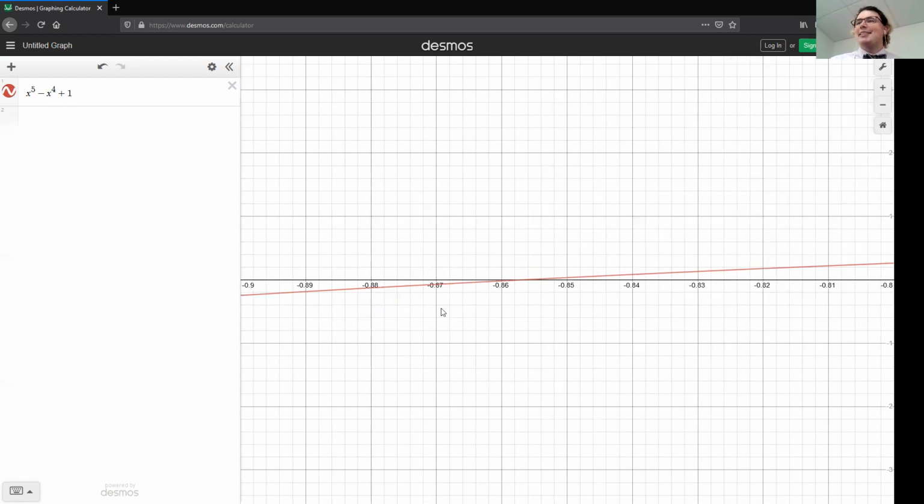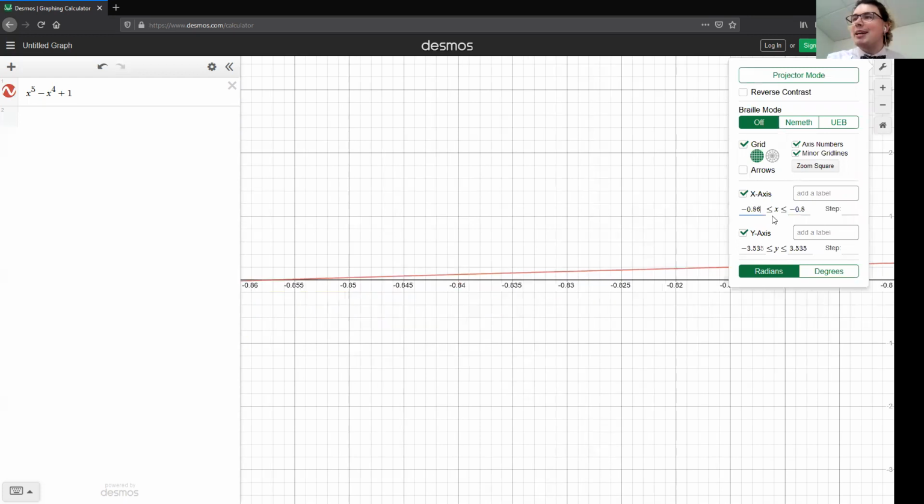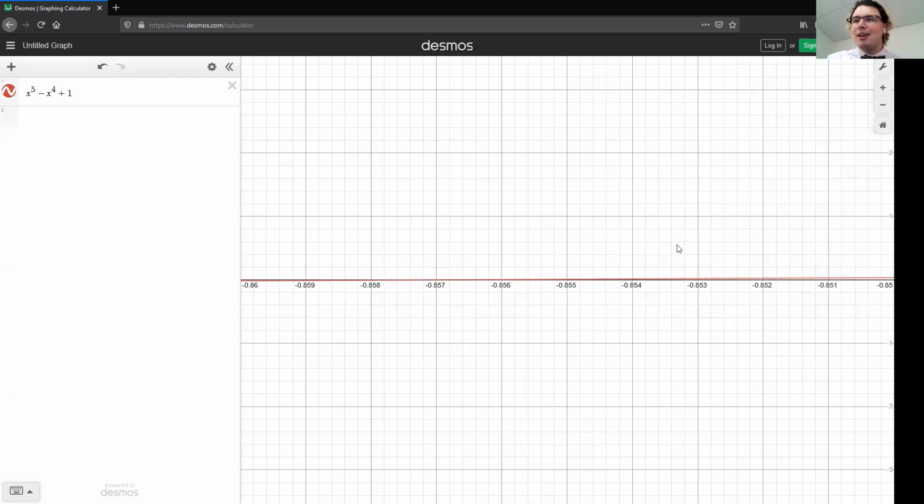Okay, at this scale, I can see that the function is negative at minus 0.87, and it is positive at minus 0.85. Actually, it's negative at minus 0.86 as well. It's just very, very close. Let's zoom in further. So on the left, it'll be minus 0.86. On the right, minus 0.85.